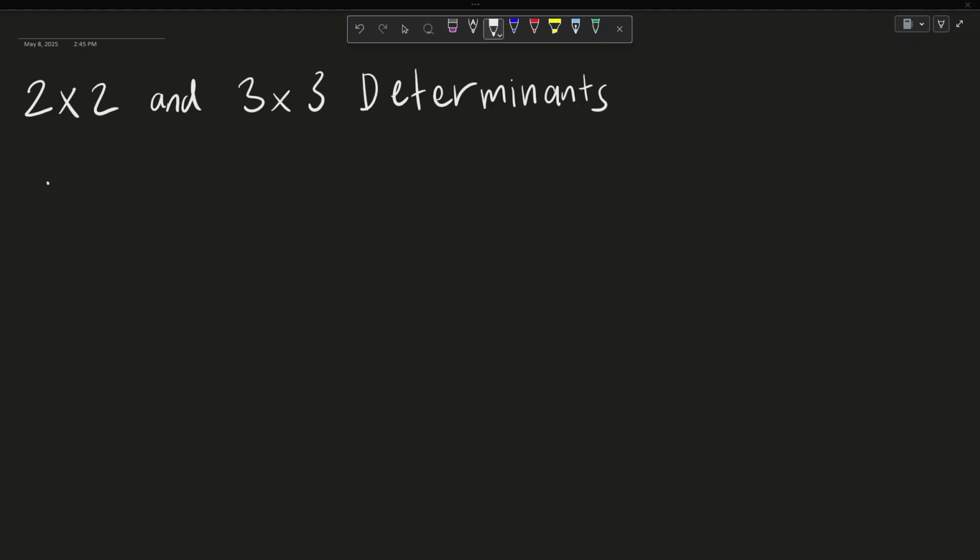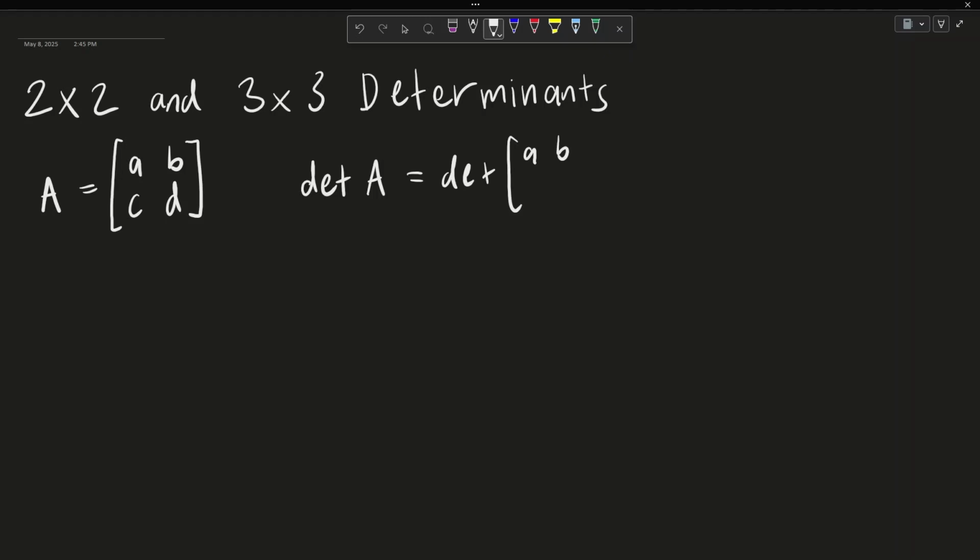So let's say we have a matrix A. We'll define it arbitrarily as A, B, C, D. If we wanted to find the determinant for the matrix A, which is denoted as det A, or determinant of the matrix itself, we could use the simple formula that is A times D minus B times C.